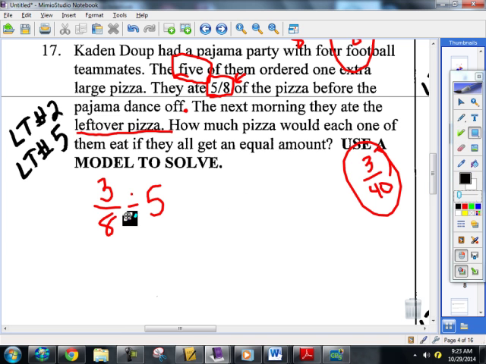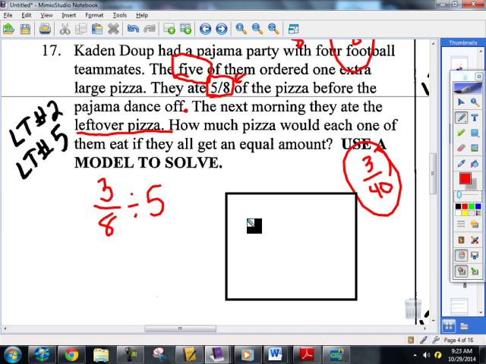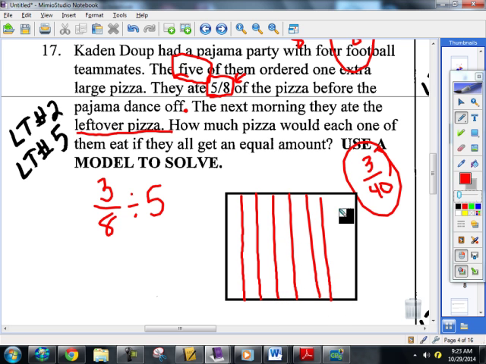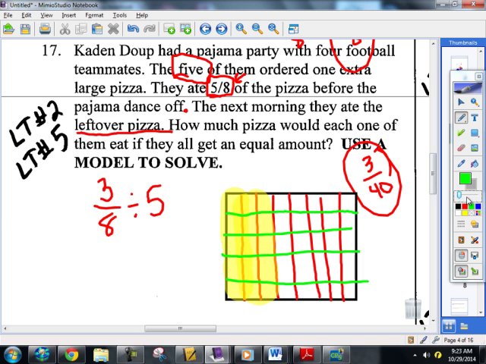Now we've got to model, because it says model. So we got to model the dividend first. So we got to model 3/8. So here we go, 1, 2, 3, 4, 5, 6, 7, and 8. We need to shade 3 of them, right? So 1, 2, 3. That's how much they have. Now we get out our knife and we cut it horizontally by the 5 friends. 1, 2, 3, 4, 5.